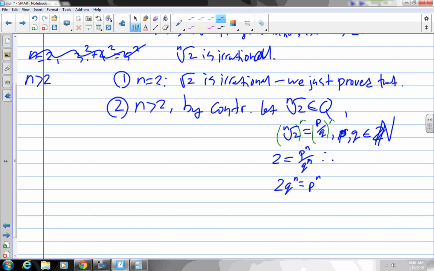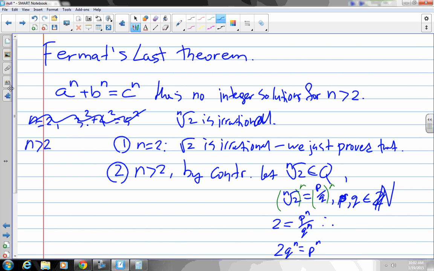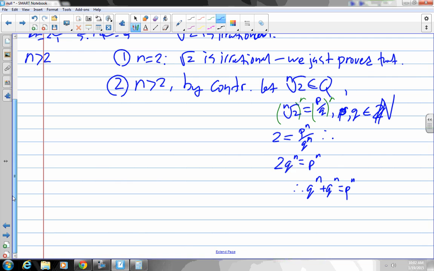I'm just doing algebra. Well, what does it mean if you have 2 times something? That means it's the same thing as saying q to the n plus q to the n equals p to the n, right? That's what 2 means. Well, that's precisely the statement of Fermat's last theorem for n greater than 2. Fermat's last theorem states that there are no natural numbers that make that work. P and q cannot be natural numbers. It contradicts Fermat's last theorem. So boom, we're done.